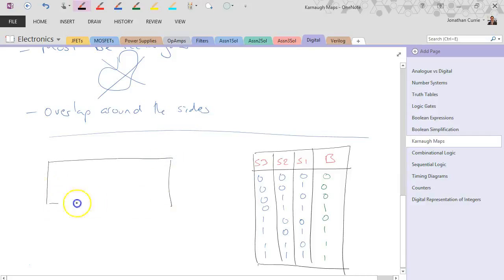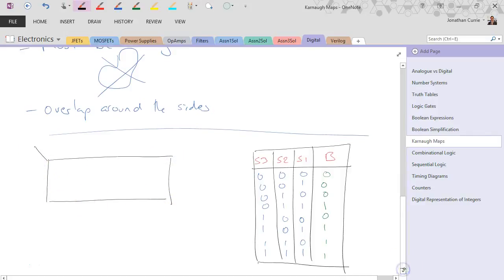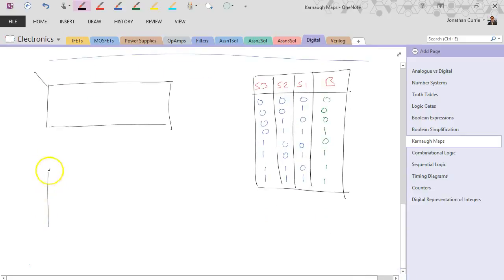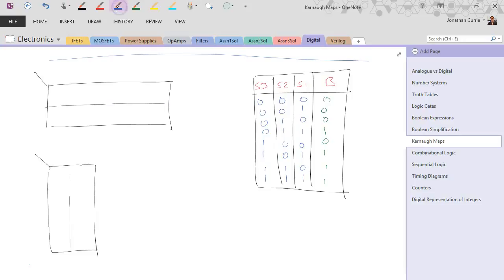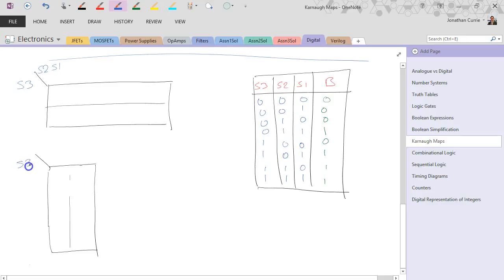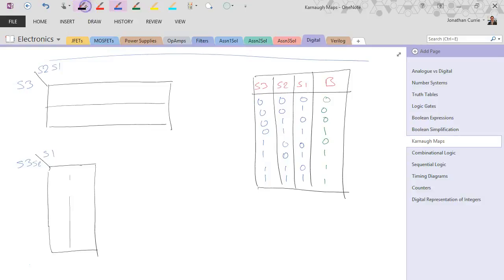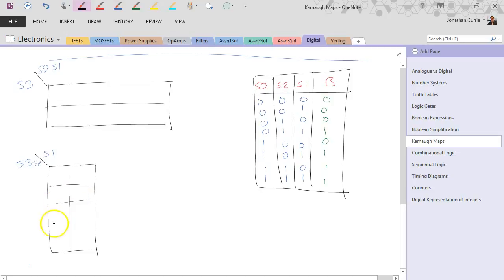Now there's actually 2 ways that we could do this. We could draw a horizontal one, or we could draw a vertical one. Right, it doesn't actually matter. And you can put your inputs in any order you like. Also is not going to change the answer. What it may change though is how easy it is for you to fill in the K-map. So think carefully about which way you want to be able to fill this in.